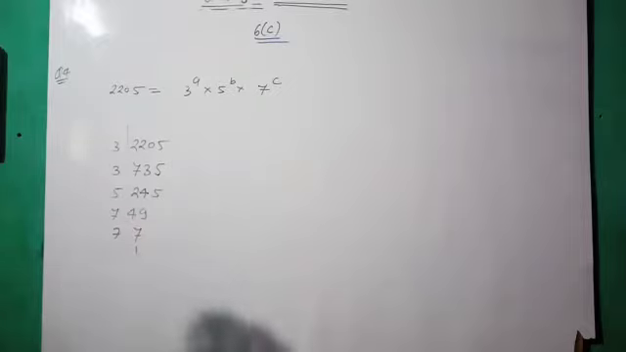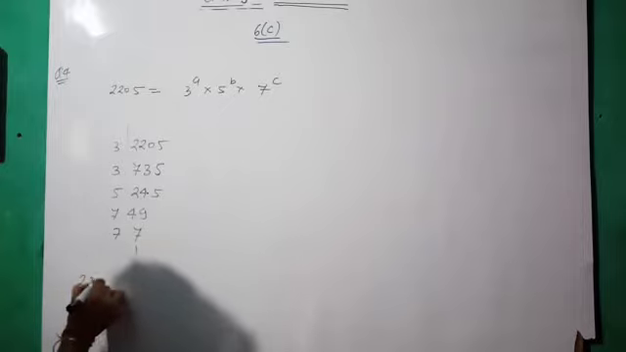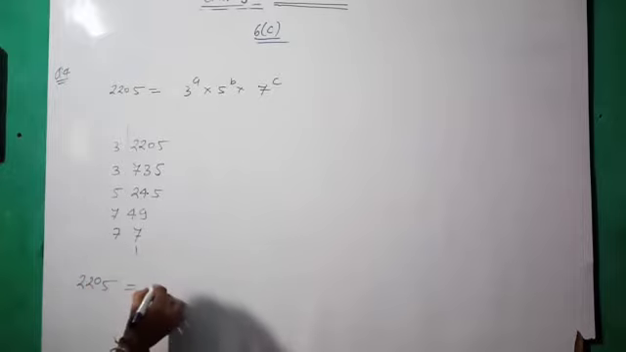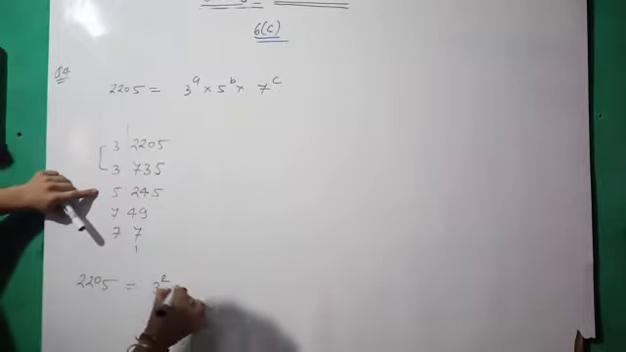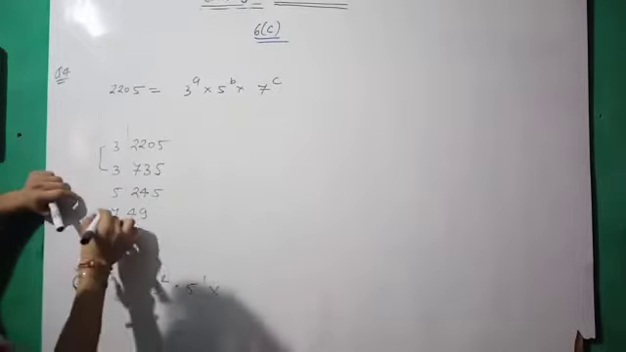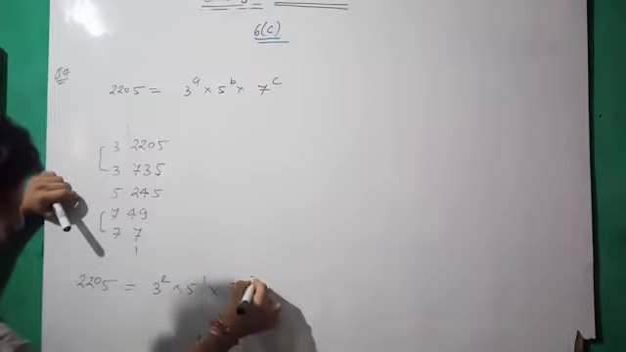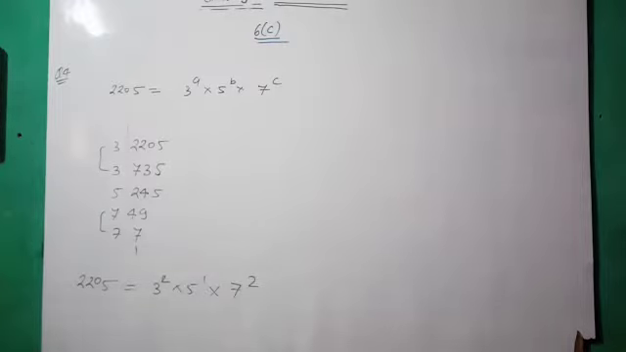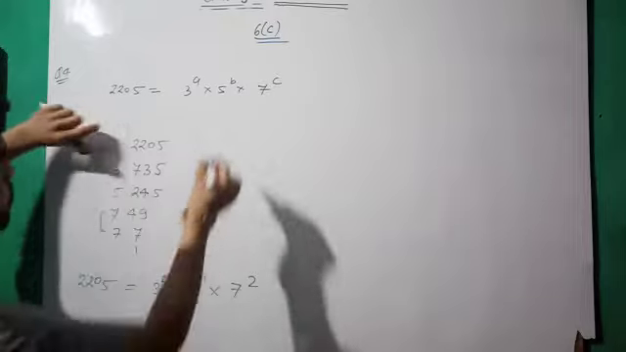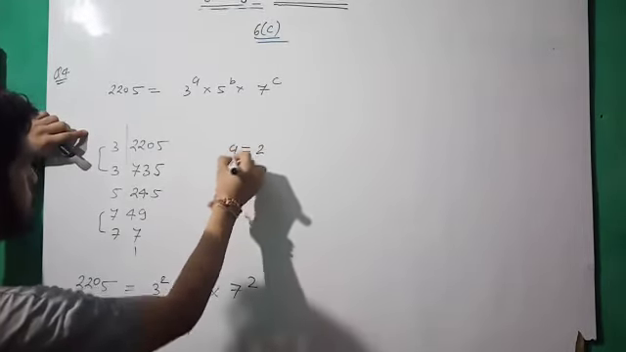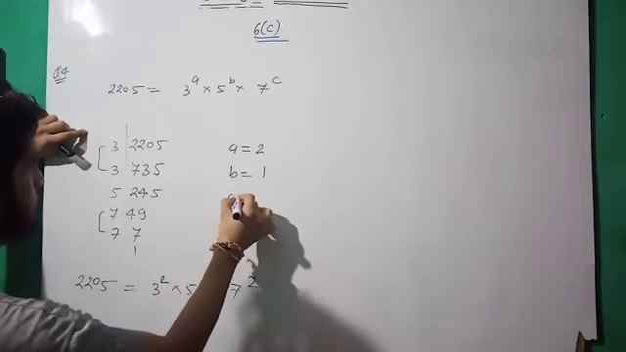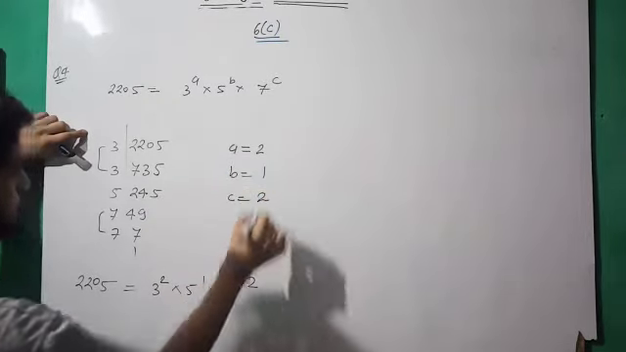Now we can write 2205 equals 3 square into 5 to the power 1 into 7 square. Yes or no? Very easy question. Just compare these values. A equals 2, B equals 1 and C equals 2.